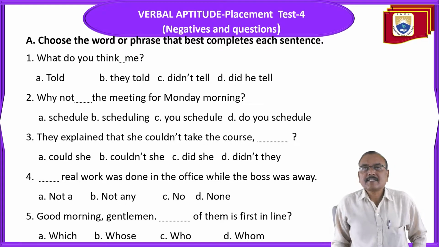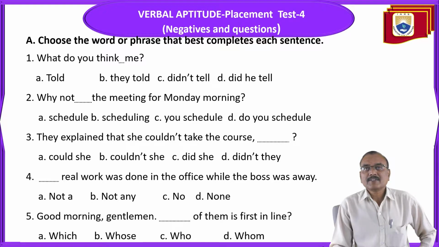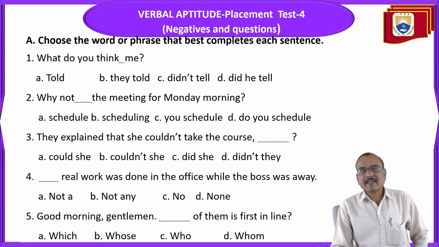See the first section, A. Choose the word or phrase that best completes each sentence. What do you think dash me? See the options. It is a question. What do you think: he told me, or they told me, didn't tell me, did he tell me? See here, what is the correct form?